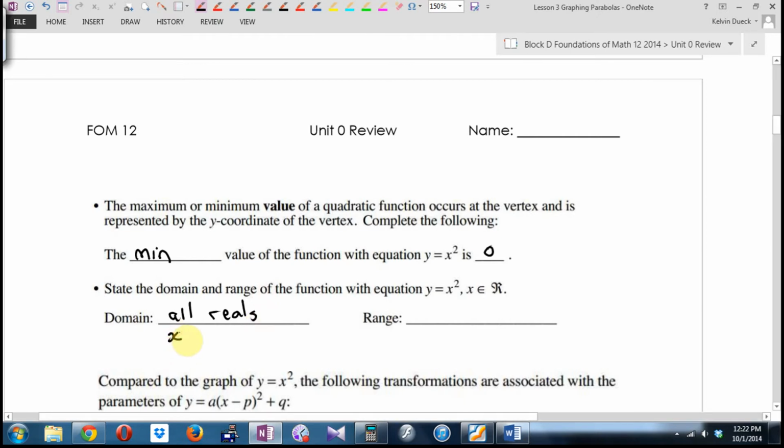X, because it's domain, belongs to a capital C with a peg in the middle, or a curvy capital letter E. All reals. That's the shorthand version. But if you write all reals, I'll figure it out. But I'm going to show you the shorthand because we're going to be emphasizing it in Unit 1.